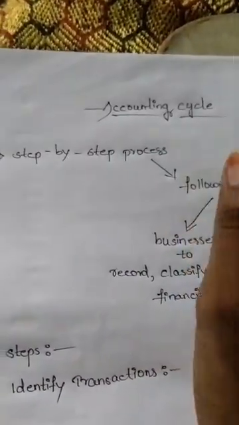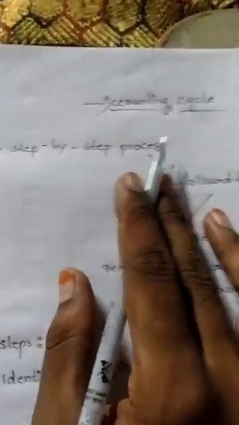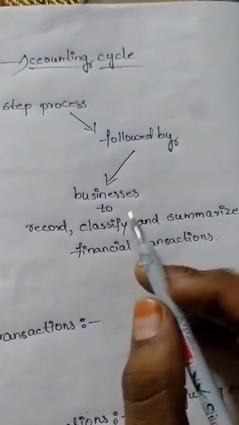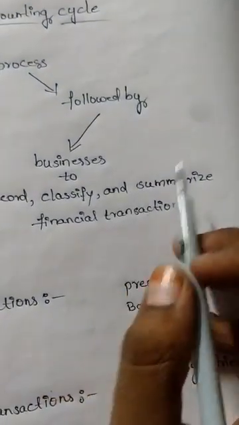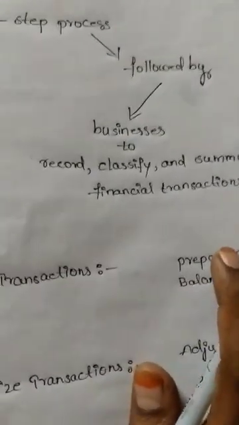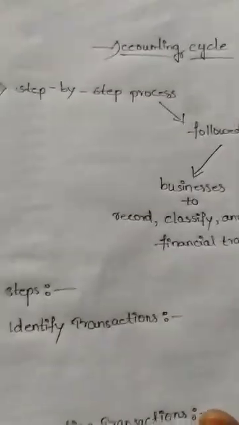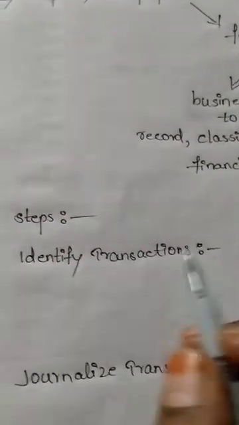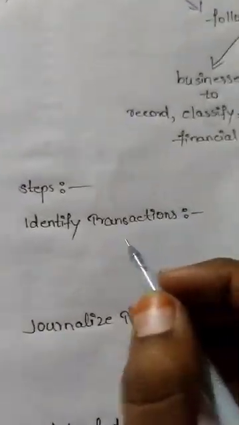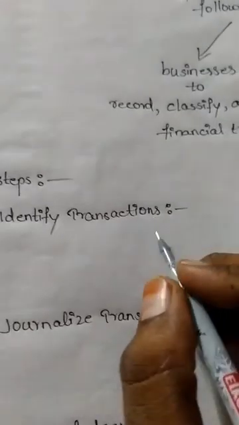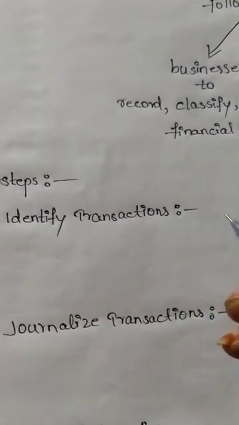Accounting cycle. The accounting cycle is a step-by-step process followed by a business to record, classify and summarize financial transactions. There are many steps involved in an accounting cycle. The main step is to identify a transaction, whether the transaction is based upon receipts or invoices.